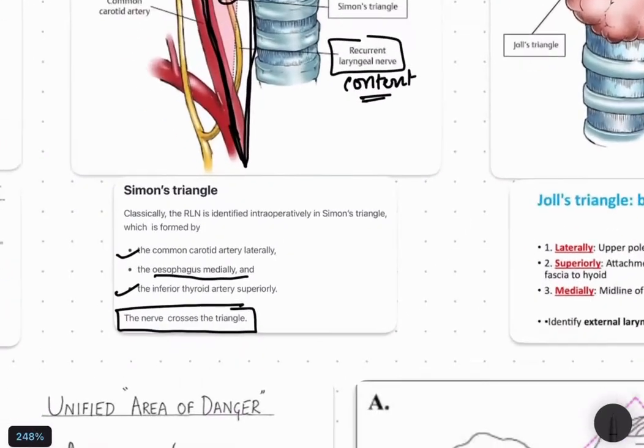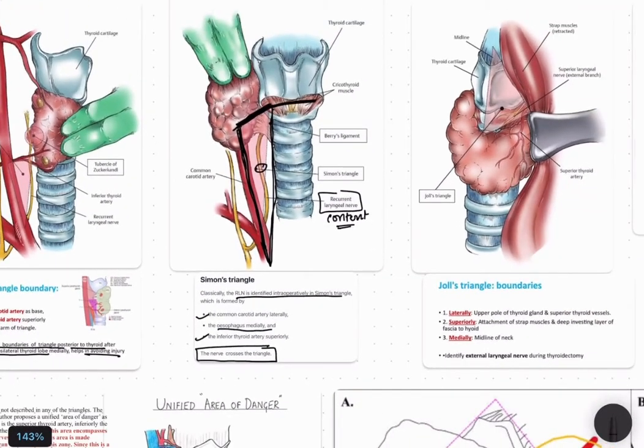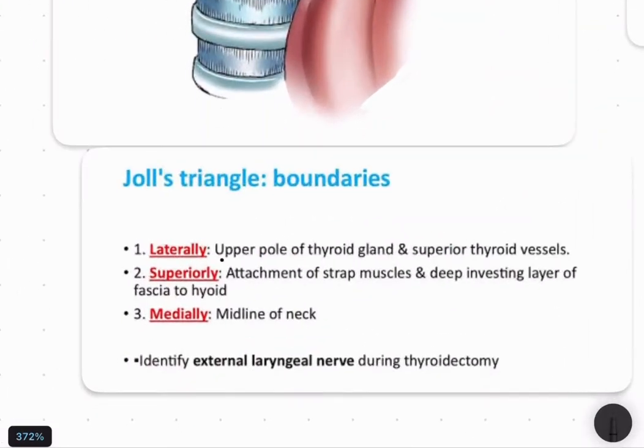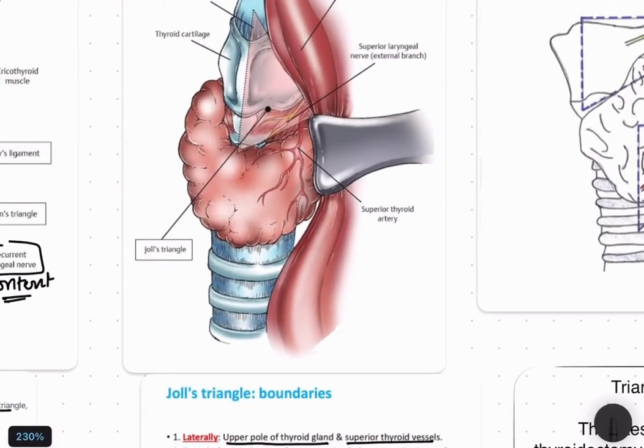The clinical importance is that the recurrent laryngeal nerve is identified intraoperatively using this triangle, and mostly it is Simon's triangle that is used to identify it. Next, coming to Zoll's triangle. Here you can see a triangle where laterally you have the upper pole of the thyroid gland and the superior thyroid vessels. This is the upper pole of the thyroid gland, and these are the superior thyroid vessels. This is the lateral side.